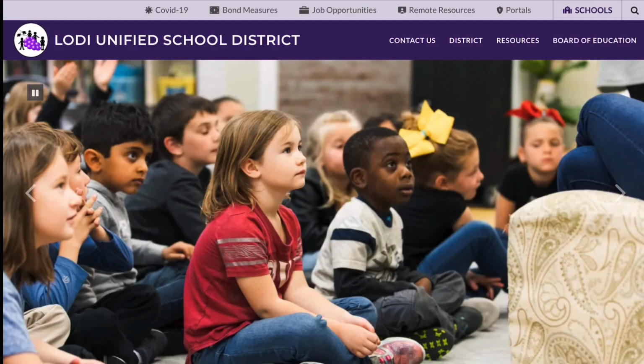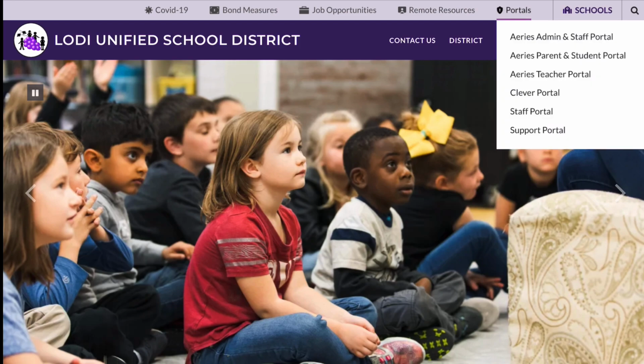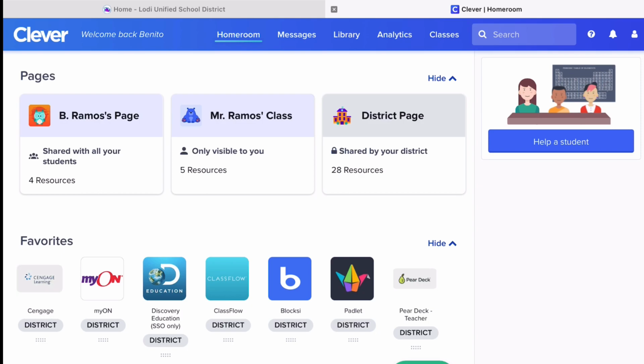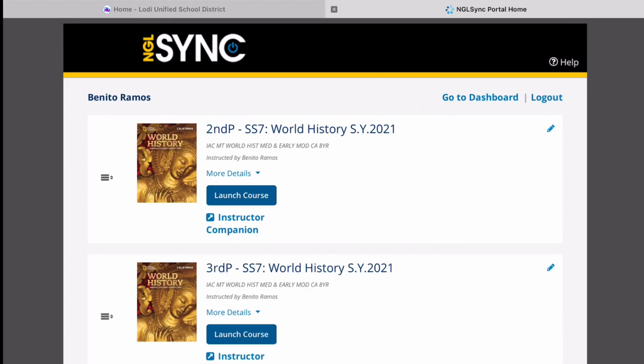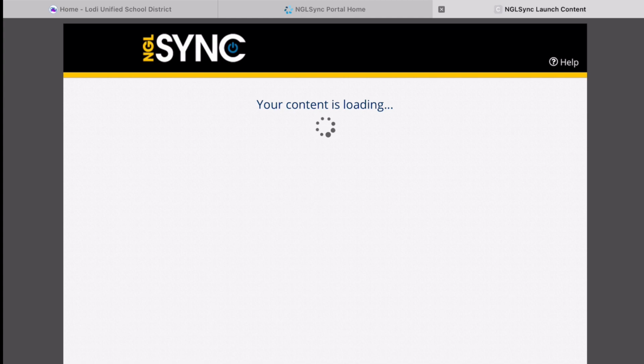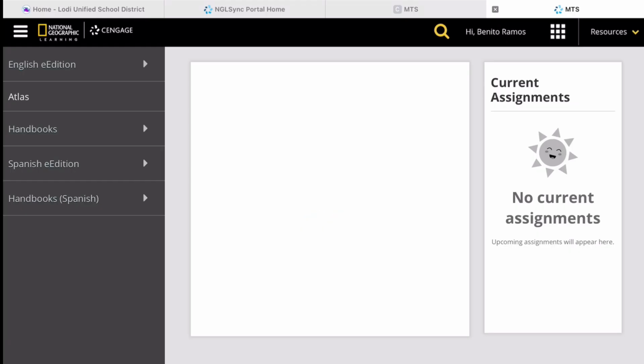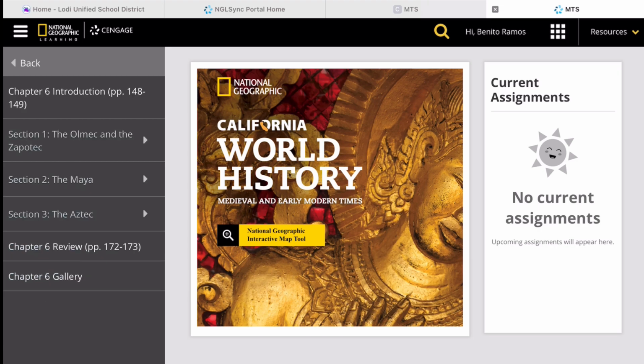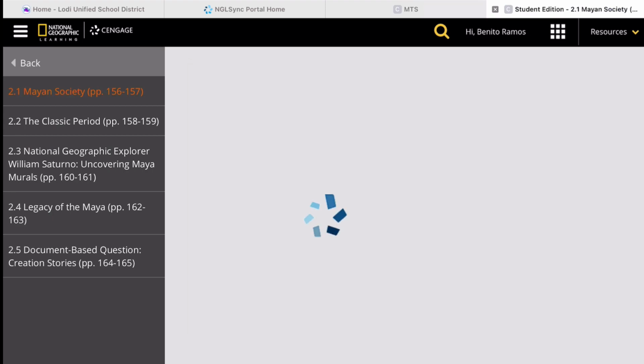Alright, you might be familiar with the drill, but I will repeat it anyway. Have your textbooks ready or go to the Lodi Unified School District website, and from there log in to Clever, and from Clever launch Cengage Learning, which is the resource for the National Geographic Learning book online, and log in with your student account and password. From the left side, it's Unit 3, Chapter 6, Section 2, and this will be the first lesson, which is on pages 156 to 157.